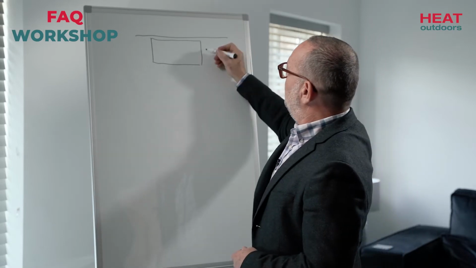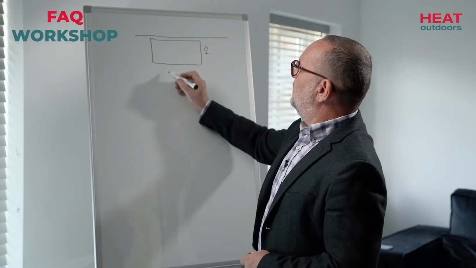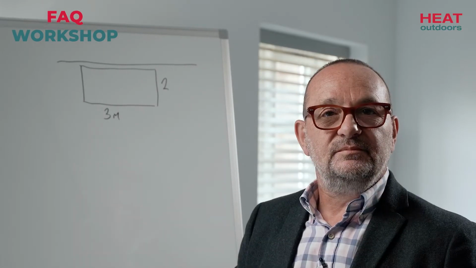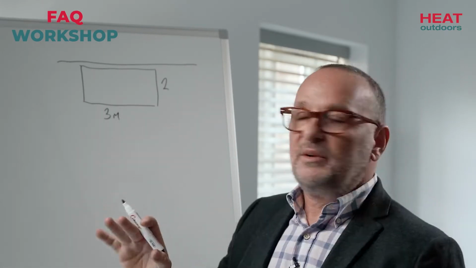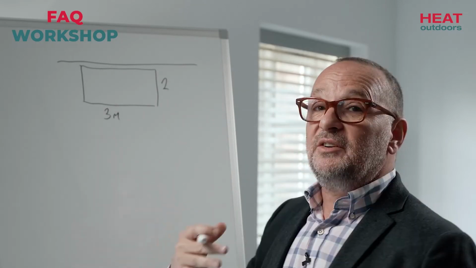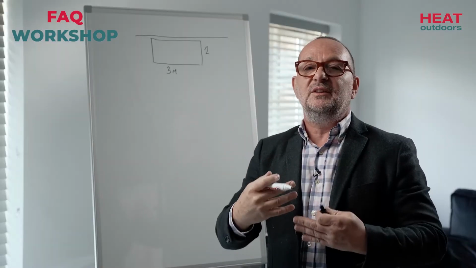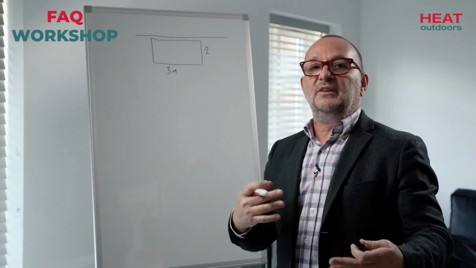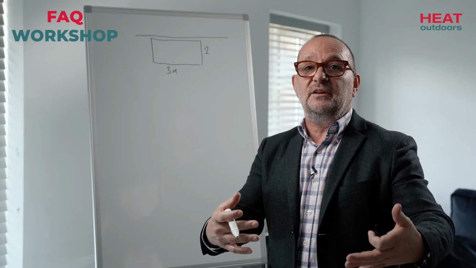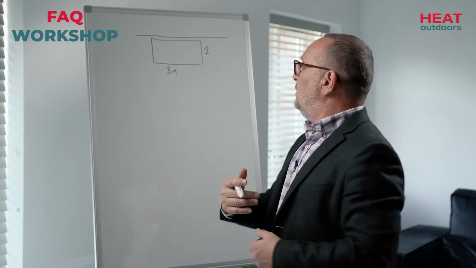Now you might have a distance of, let's say, 2 meters from the house that you want to heat, and the area itself perhaps is 3 meters long. So to heat that area, we'd say, well, a normal patio heater or a powerful patio heater is going to project about 3 meters as a maximum away from where the heater is. Obviously, the further you are away from the heater, the less heat you're going to feel, and the nearer you are, the more heat you're going to feel.